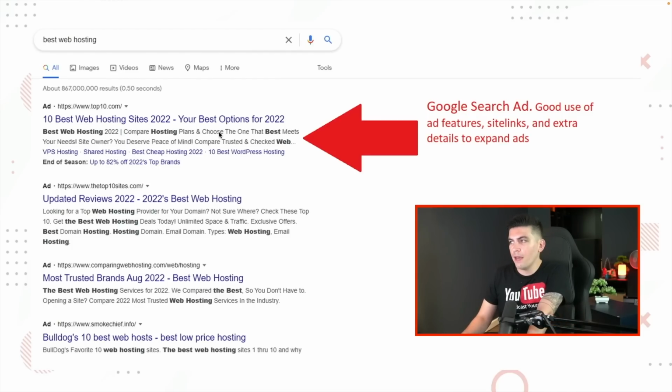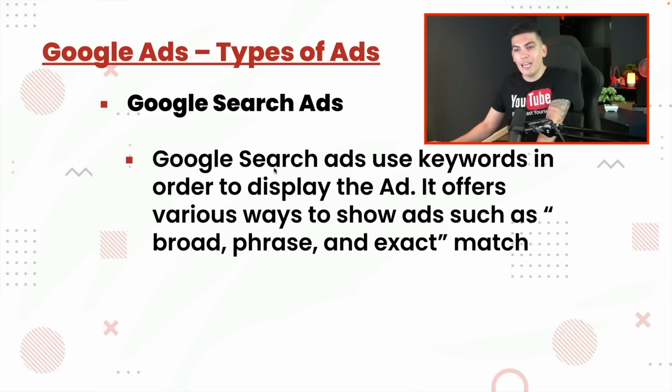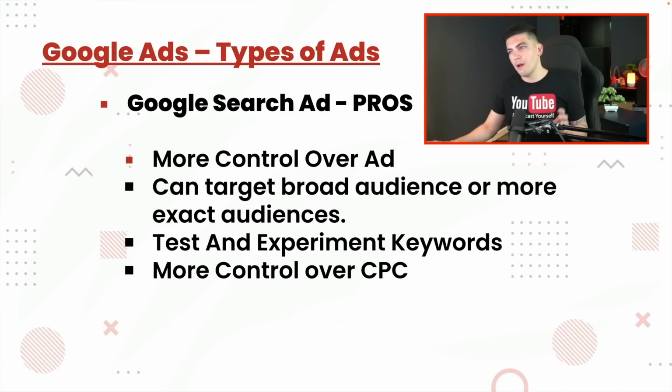All right, so let's go ahead and talk about Google search ads. Google search ads use keywords in order to display the ad. It offers various ways to show ads such as broad, phrase, or exact match. We'll talk about those in the next section when we create the actual ad.